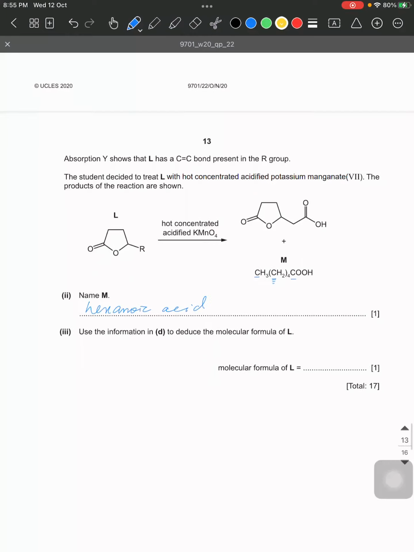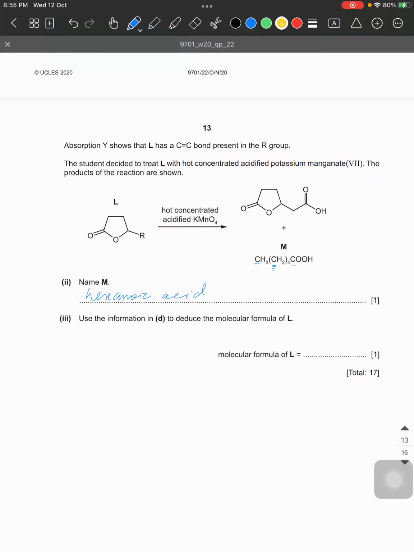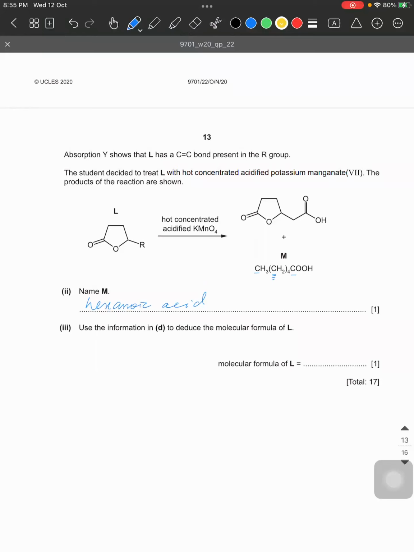Right. And use information in D to deduce the molecular formula of L. What should be the molecular formula of L? This one, L. So it should actually be over here. R is not shown over here. So we need to find out what is the molecular formula of L.